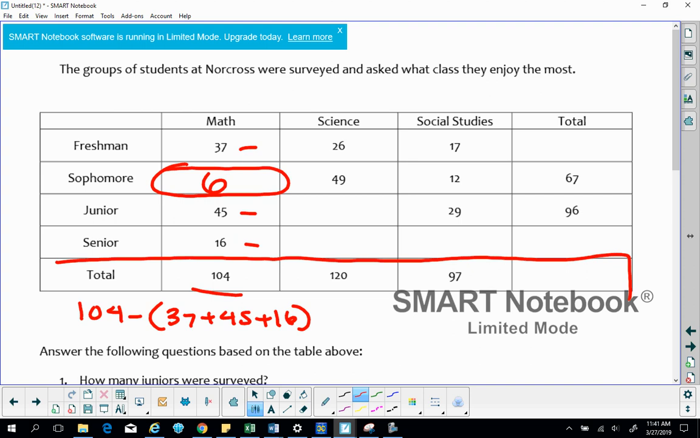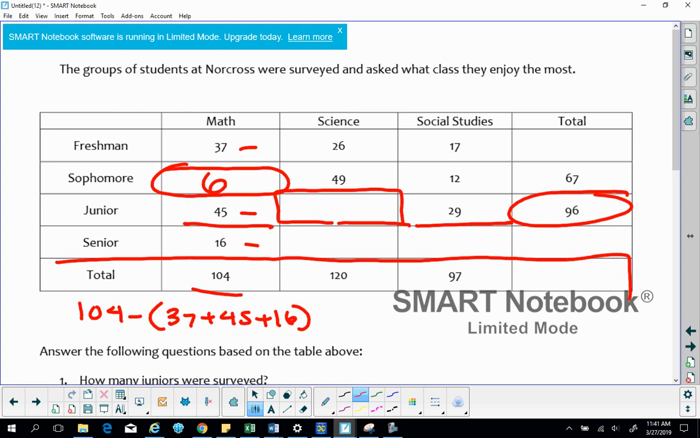Then you can go over here and look at the totals in this column. I know there's 96 total, and this has 29 and 45. What does this column have to be in order to get a total of 96? It's almost like a puzzle, so you're trying to figure out the missing pieces. As soon as you get this one, you'll be able to do that row. First you need to figure out which numbers go where.